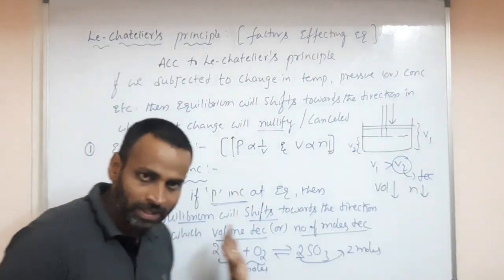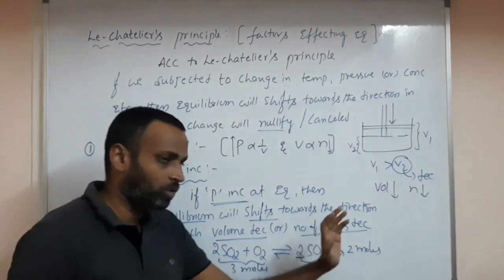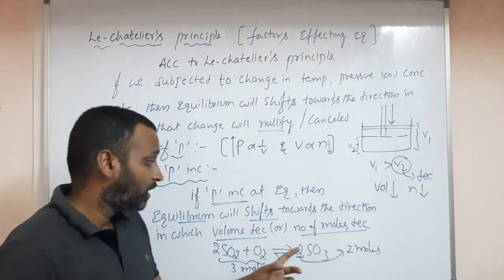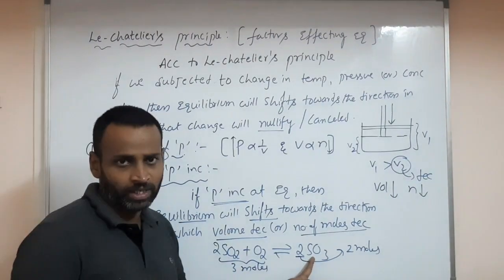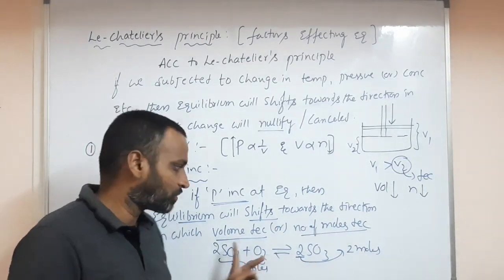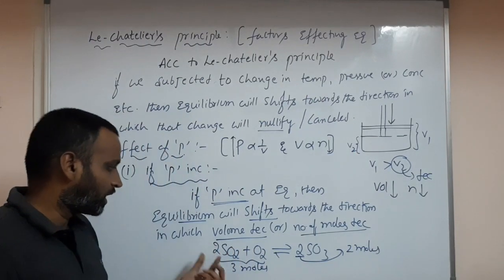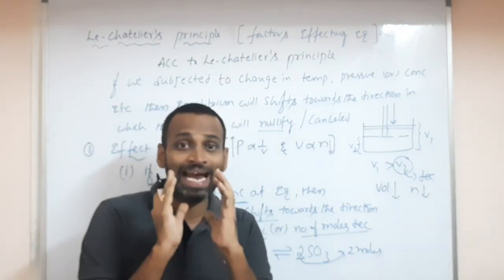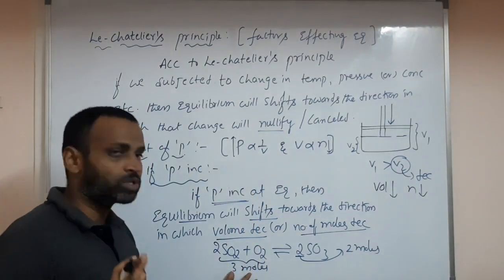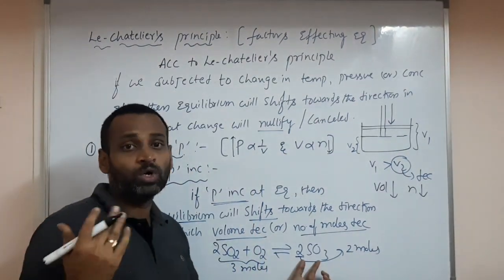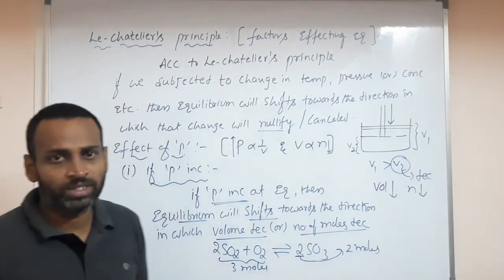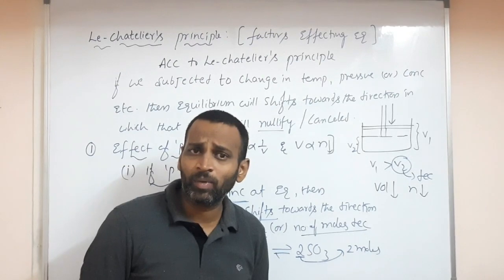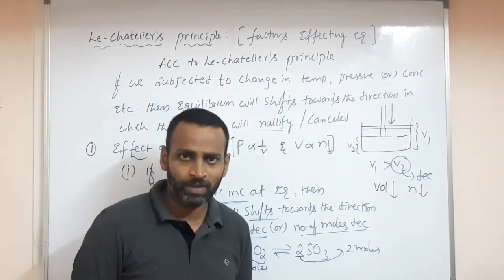In this particular reaction, I am considering the forward reaction because they are asking what pressure is required to get more SO3, or which pressure favors the forward reaction. Then you have to check the number of moles of both reactants and products. Reactant moles: 3. Product moles: 2. So the number of moles decreased. Certainly you can say high pressure is required. Understood?